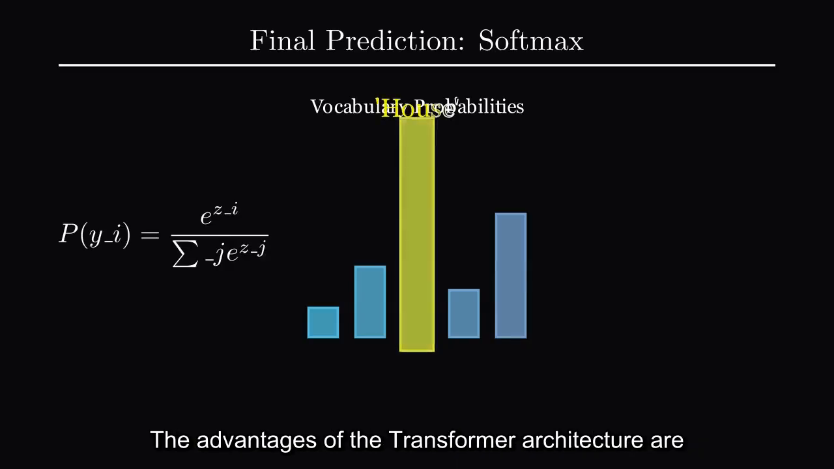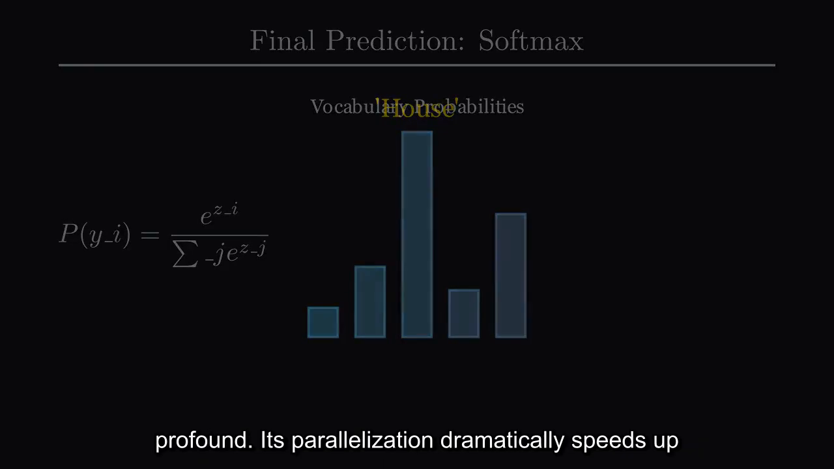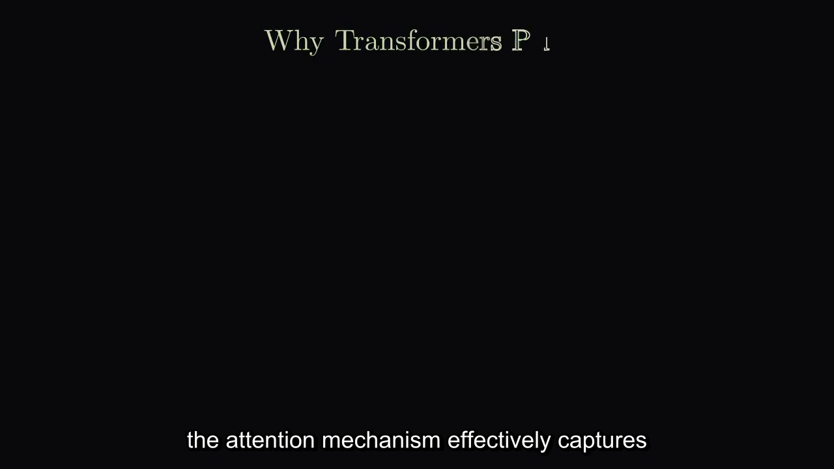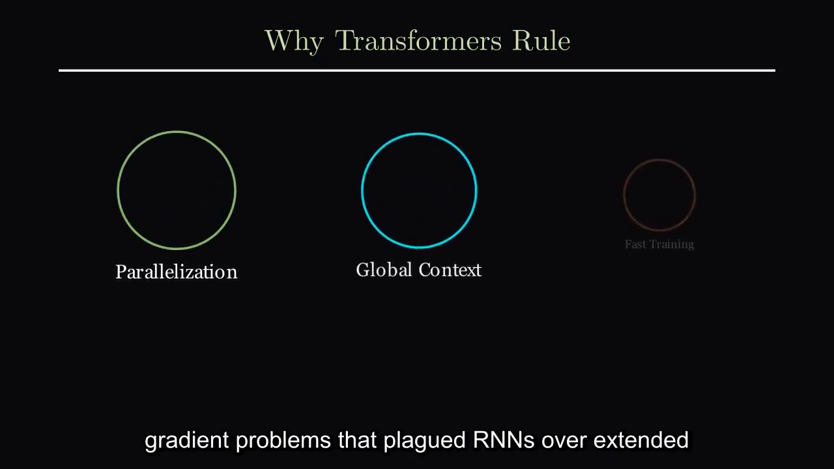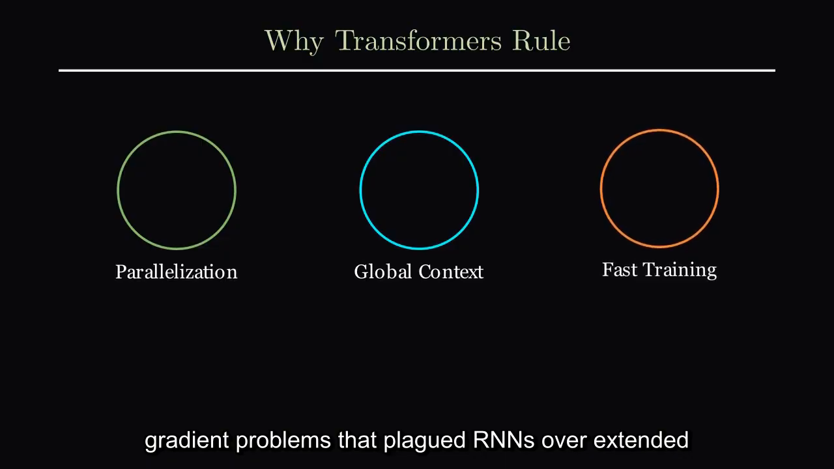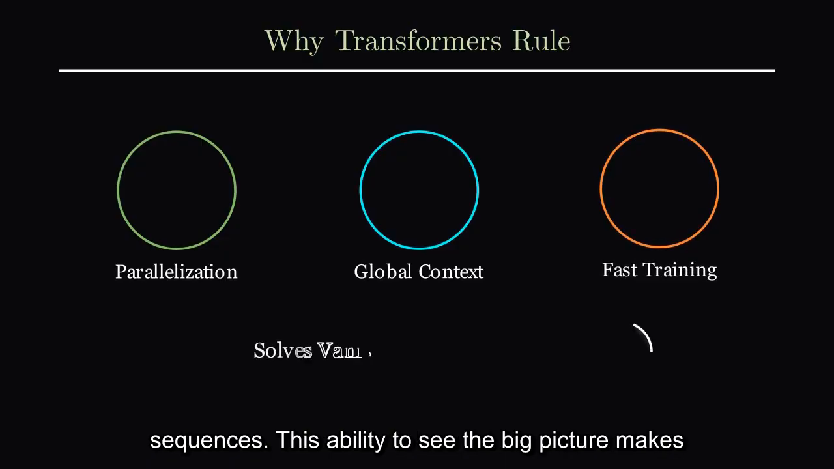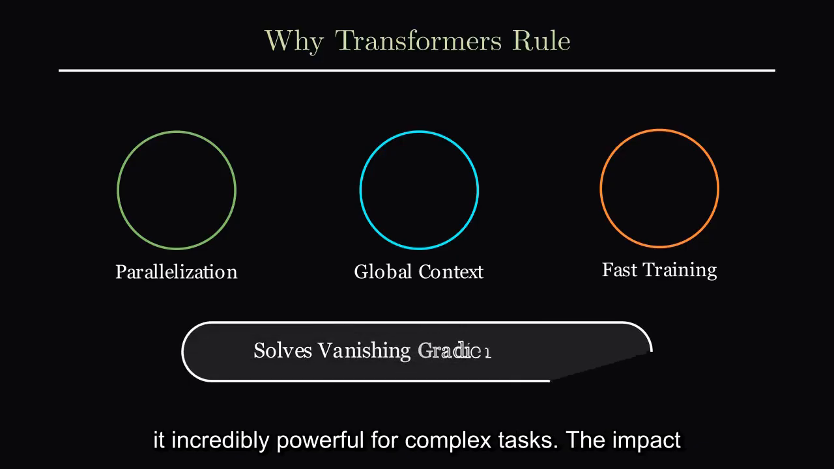The advantages of the transformer architecture are profound. Its parallelization dramatically speeds up training compared to recurrent models. Furthermore, the attention mechanism effectively captures long-range dependencies, overcoming the vanishing gradient problems that plagued RNNs over extended sequences. This ability to see the big picture makes it incredibly powerful for complex tasks.